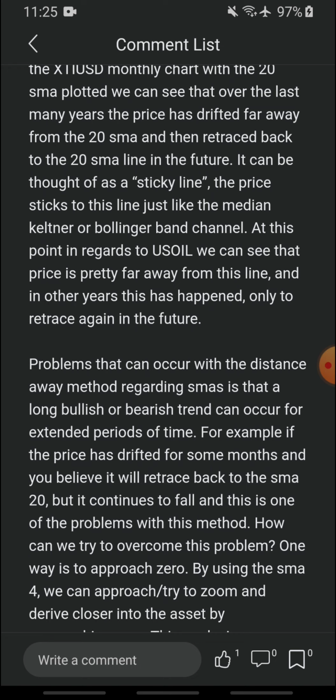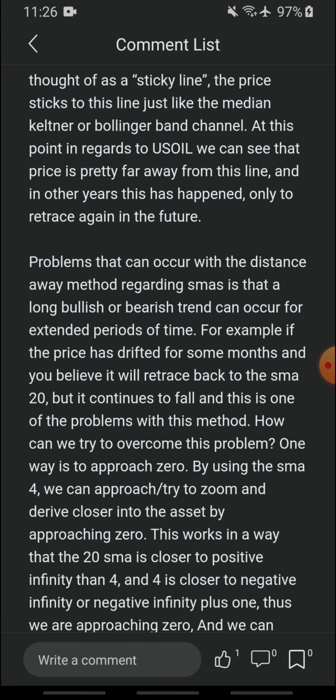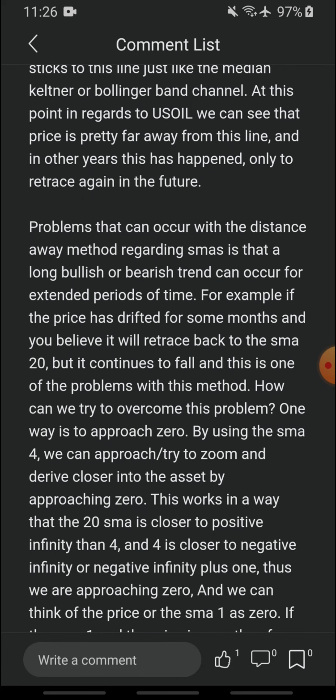I discuss it as a sticky line: it goes up and then sticks back to it later on. It's similar to the median or the middle band of the Keltner and Bollinger Band channel. Actually, I believe at least the Bollinger Band is based on a 20 SMA. The Keltner might be too. We'll talk about that later in another video.